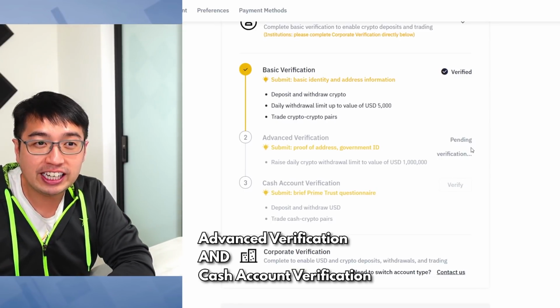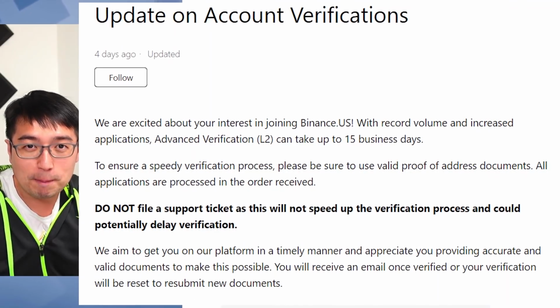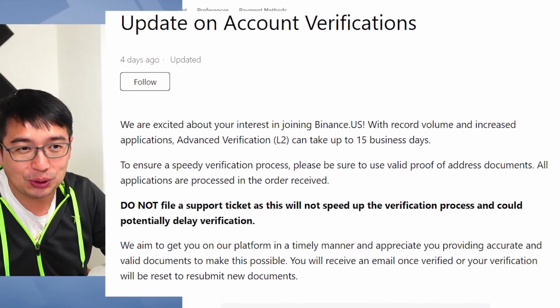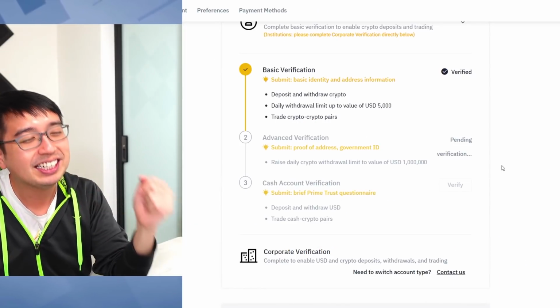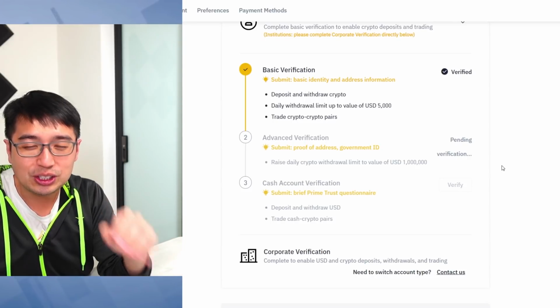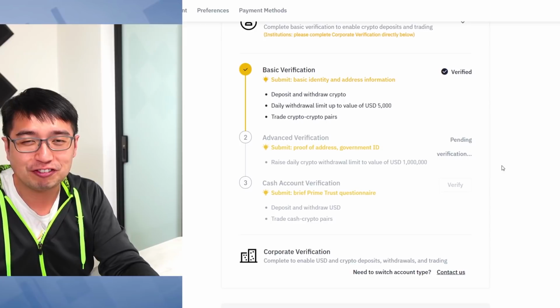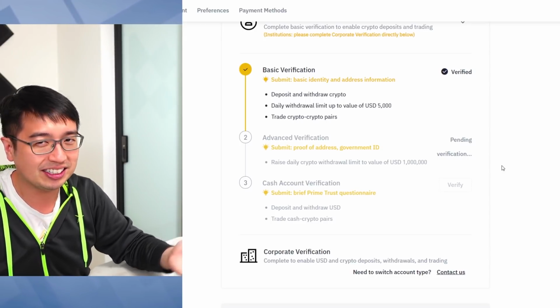Now, advanced verification is pending for a lot of people, and the wait times can be like a month or a day. It depends on who you are. For this account here, it's already been 3 weeks. For one of my friends who just signed up, it took them 2 days. In 2 days, they cleared advanced verification for Binance.